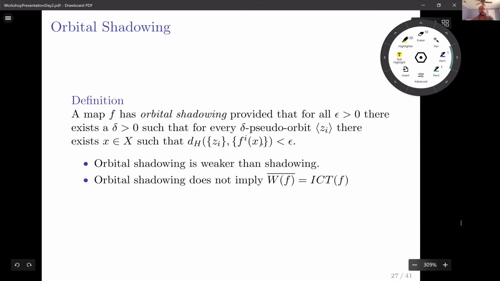Okay? However, it doesn't do what we need. It does not imply that omega of F closure is equal to ICT. Okay, and where's my example of this?